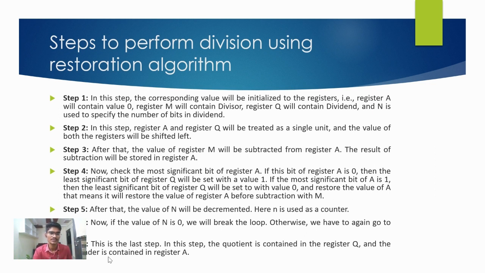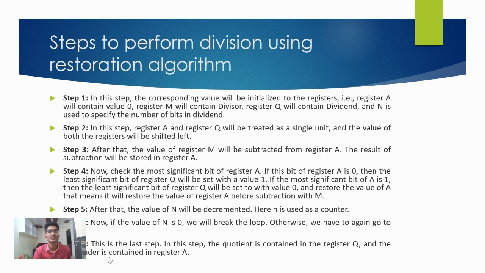Then at the third step, after the left shift, the value of M is subtracted from register A, so we perform A minus M. The result of the subtraction is stored in register A. Since A minus M is not directly possible, we perform A plus 2's complement of M.